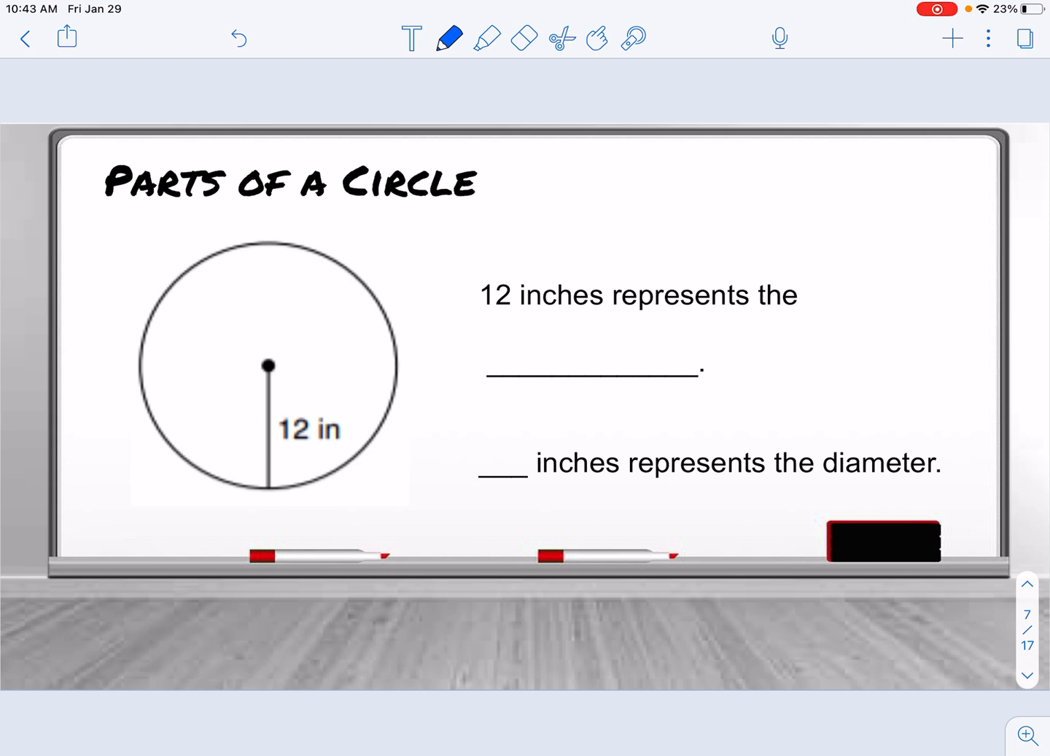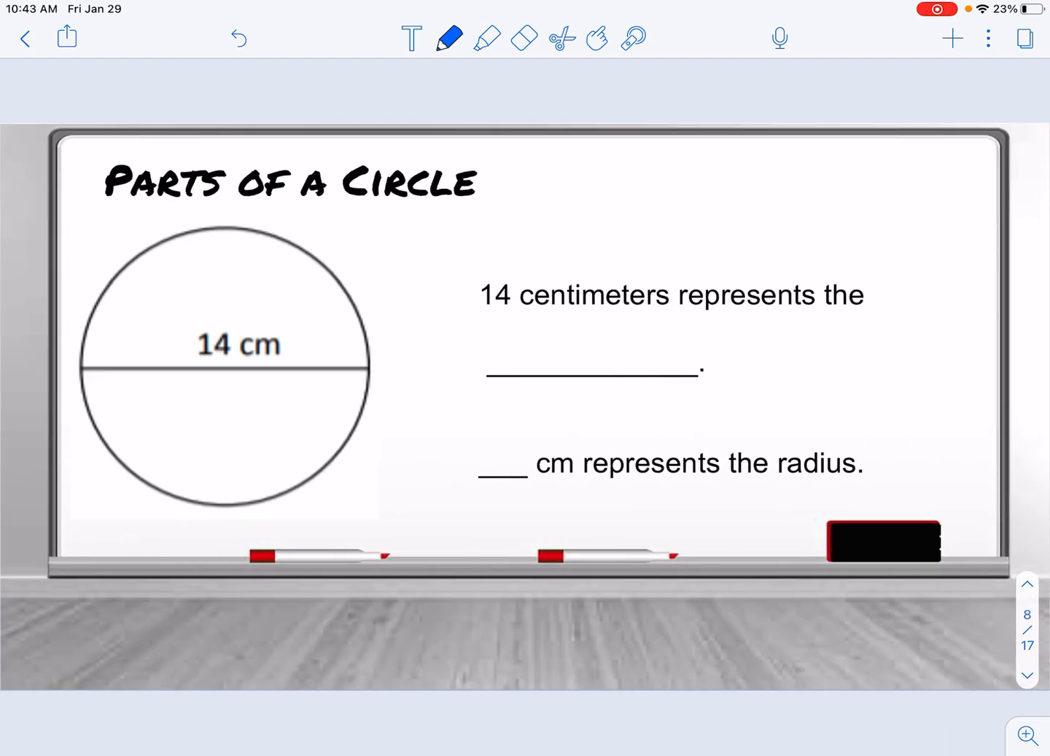All right, so parts of a circle. Here, the 12 inches represents what part of the circle? It's starting at the center and going to the edge, and we call that the radius. So the radius of this circle would be 12. Then, how many inches represents the diameter? Remember, the diameter is 2 radiuses. So I have to go all the way across. So I would have 12 and 12, which makes 24. Remember, the diameter is twice the radius.